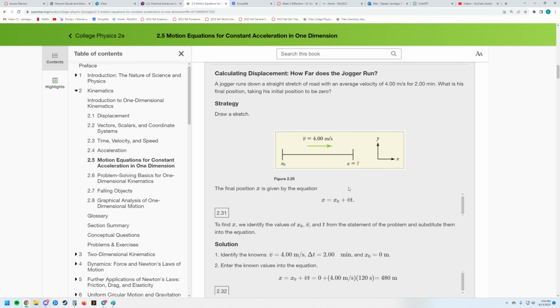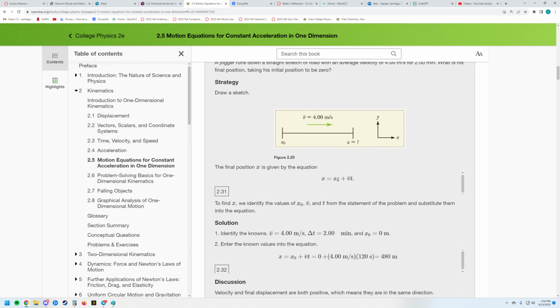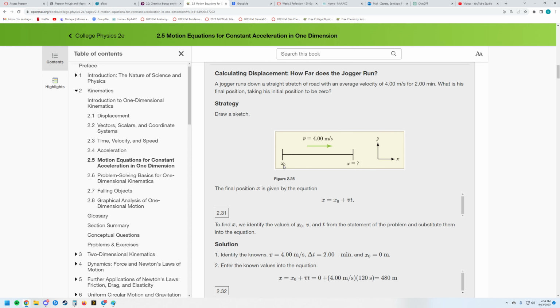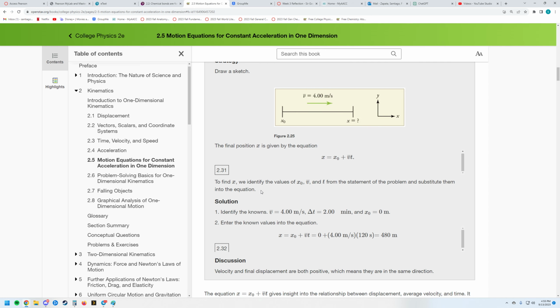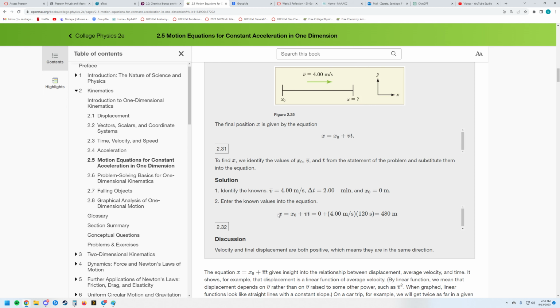But anyway, let's see how we did. They have the initial position x0, the final position unknown. They even put a y in their coordinate system, amazing, with the average velocity of 4.00. To find x, they identified the values of x0, average velocity, and t from the statement of the problem and substituted them into the equation.